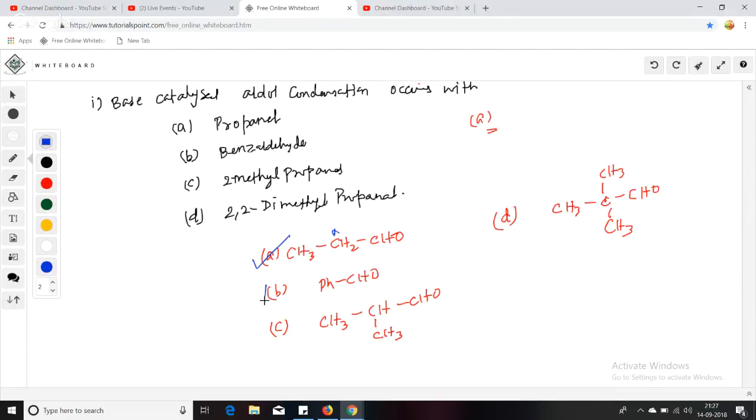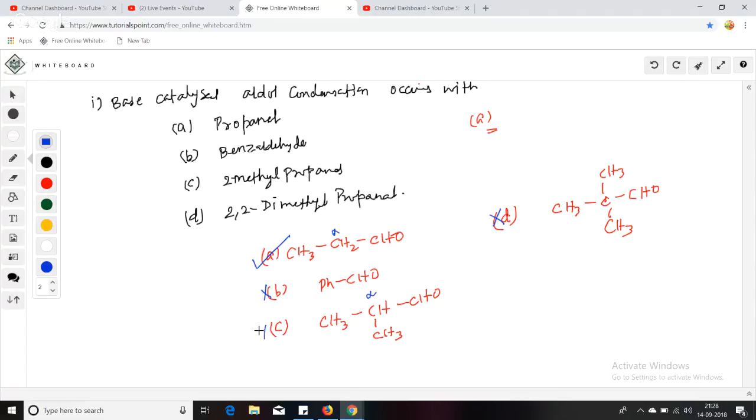Benzaldehyde, we don't have any alpha hydrogen present here, not possible. In this we have alpha hydrogen present, in this we do not have alpha hydrogen present. So B and D are obviously not true. Okay, so this one has alpha hydrogen present, but then also this compound will not show aldol condensation reaction.